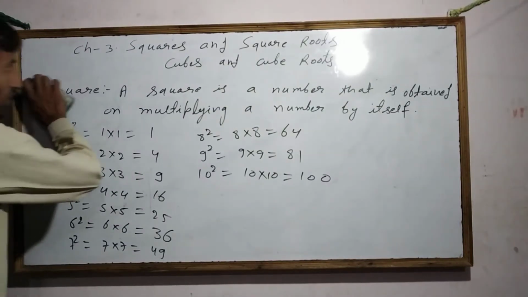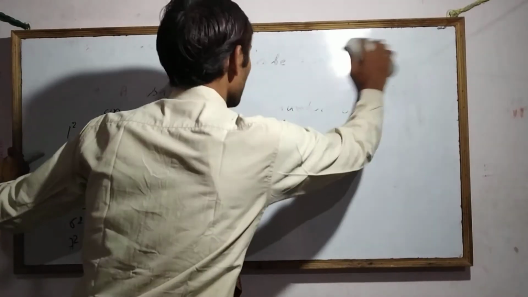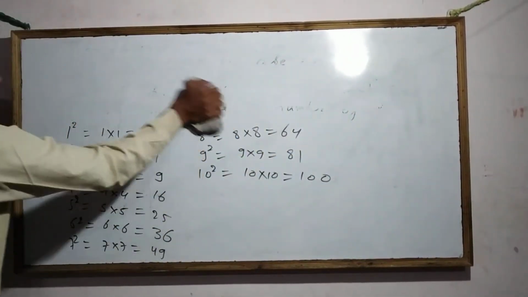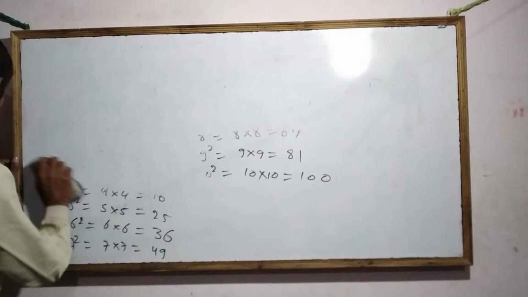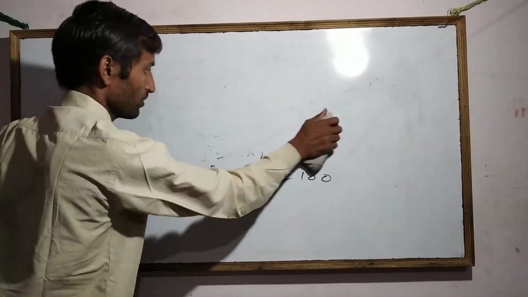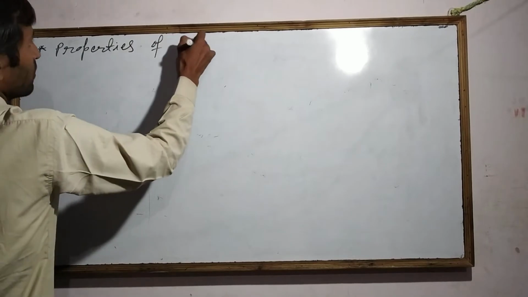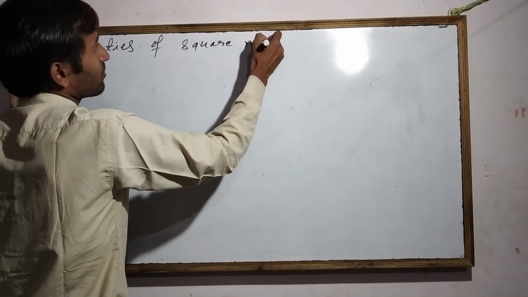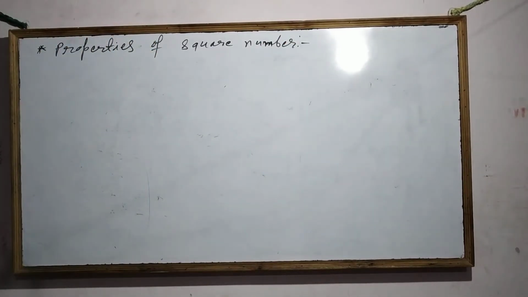Okay, now I want to explain the properties of squares. For properties, some conditions are given, so you have to remember that type of condition, then use that property. It will be helpful for you in the respective questions. So I will explain some properties. First, write down: properties of square numbers.